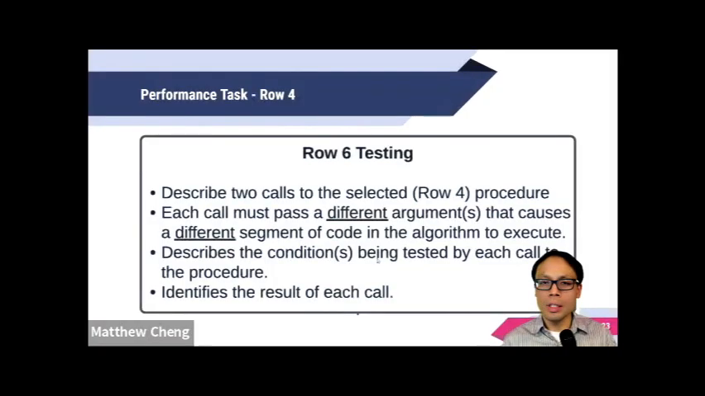Row 6, finally, is testing. This is testing that function, again specifically from row 4, and it's asking for 2 procedure calls, and each call must pass different arguments that cause a different segment of code in the algorithm to execute. In addition, describe the conditions being tested by each call to the procedure and identify the results of each call.